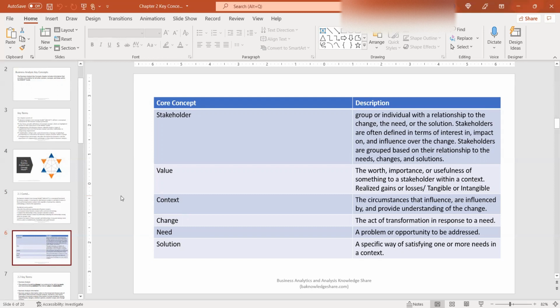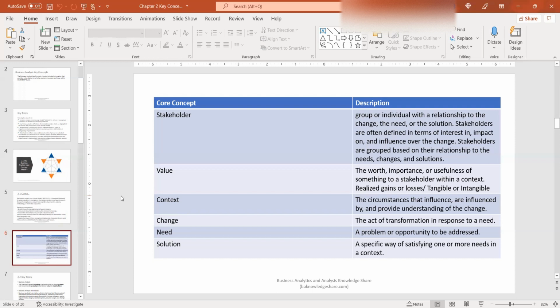The next core concept is value. Value is the worth or importance or usefulness of something to a stakeholder within a context, realized gains or losses, and it needs to be tangible or intangible. So value can have realized gains or losses, as in a project, and value can also be tangible or intangible. Tangible value can be something that the people can touch and feel. It could be a physical product like a phone. An intangible could be something in terms of customer satisfaction.